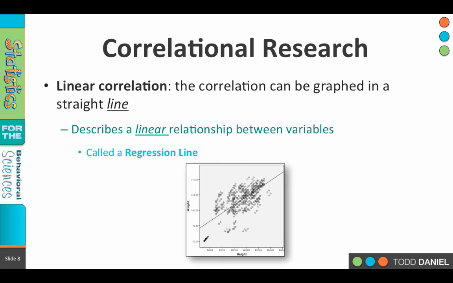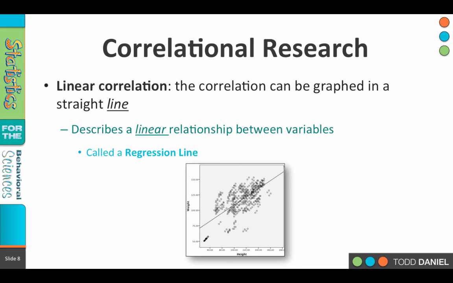Now, correlational research depends upon linear correlation, and linear just means line. So it's where correlation can be graphed onto a straight line. So linear correlation describes a linear relationship between variables. What you see here is a scatter plot. It's a plot between height on the x-axis and weight on the y-axis. That straight line that you see is called a regression line.